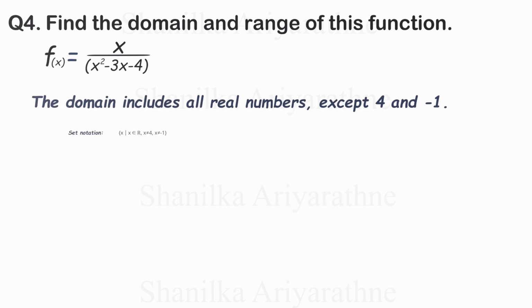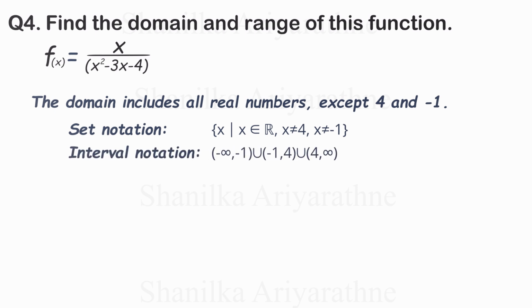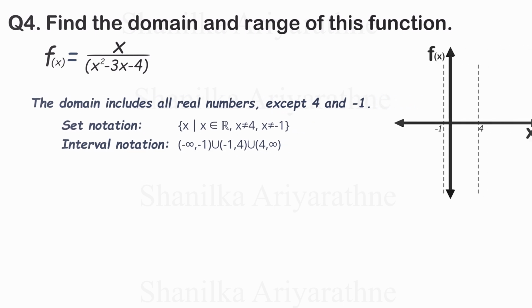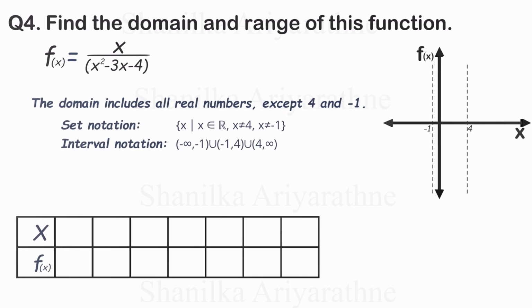We can write it using set notation like this. In interval notation, we write the domain as a union of three intervals. Keep in mind that the parentheses indicate that 4 and minus 1 are not included in the domain. The range seems harder to figure out from the formula alone, so we can draw the graph by substituting some values for x and finding the corresponding f(x).